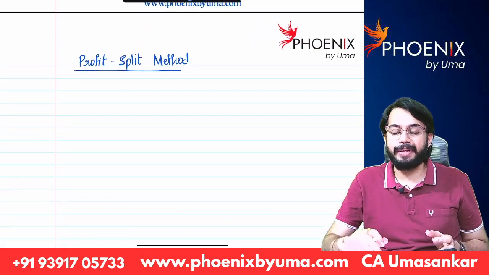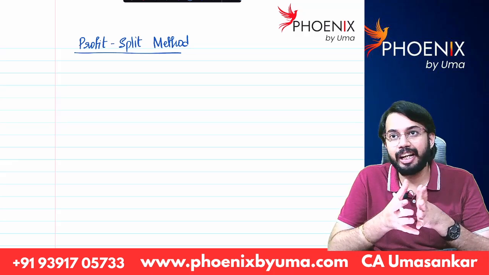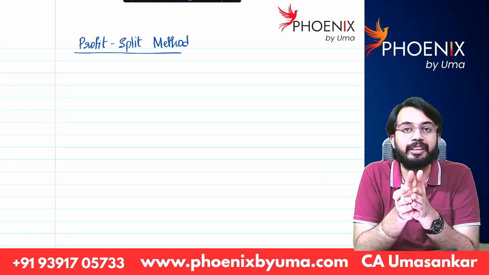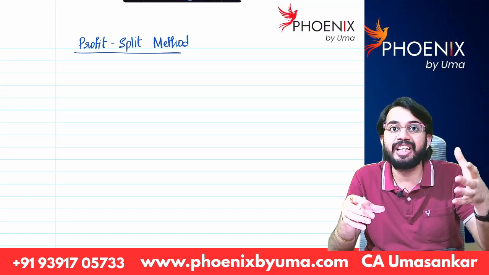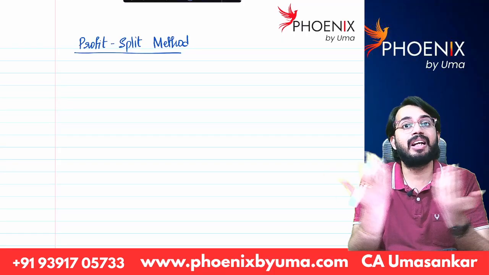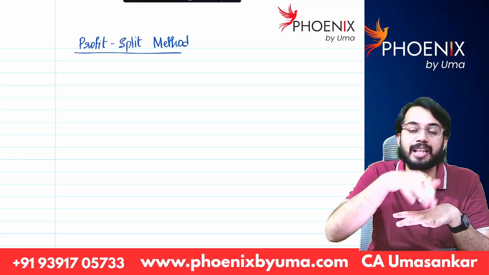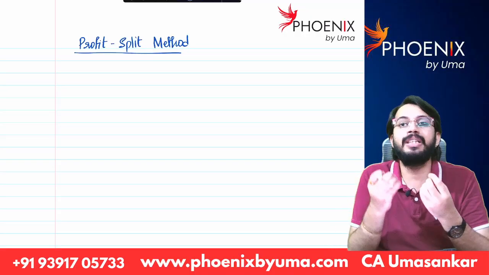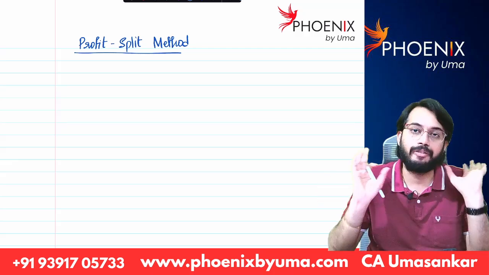Sir, when is the profit split method used for calculating arm's length price? Generally, whenever two or more companies internationally come together and enter into a joint venture and do transactions, then we will calculate the combined profit. Whatever the combined profit is, it will be divided among the parties of the joint venture on the basis of contribution. That means how much effort is given by each entity.